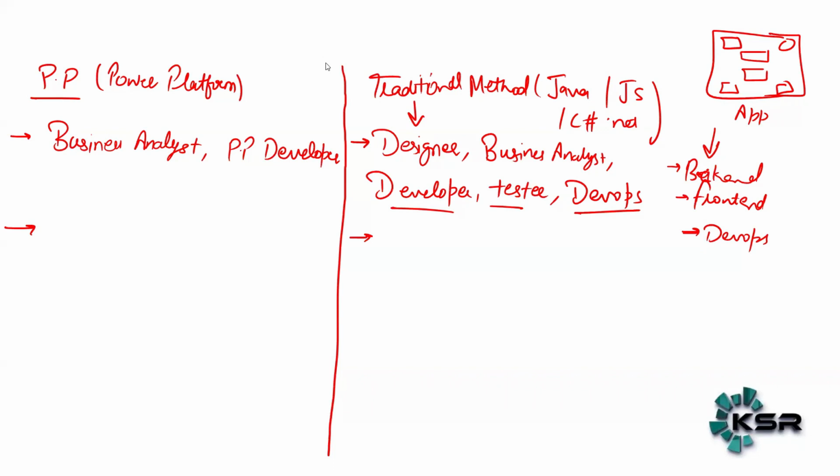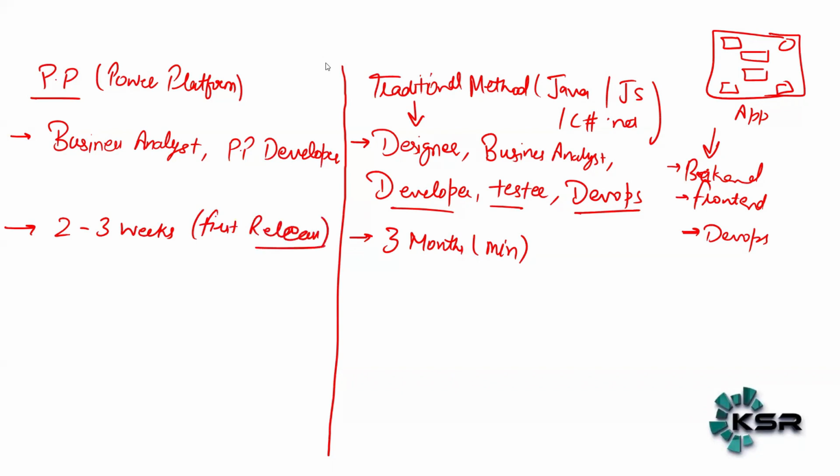3 months. Minimum 3 months, right? That too for first release, right? So here, a similar product can be built in Power Platform within weeks, like 2 to 3 weeks max. Okay, so in 2 to 3 weeks, you can give the first release to the users, and they can check it, and they will help you guys with the feedbacks.